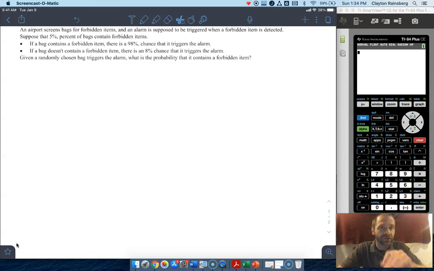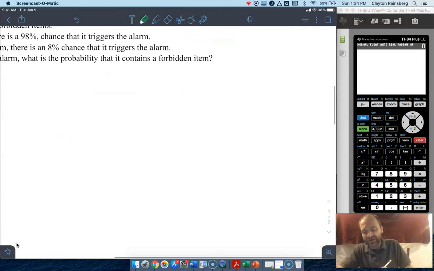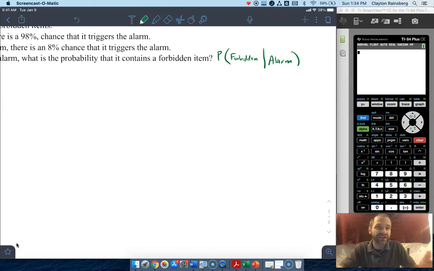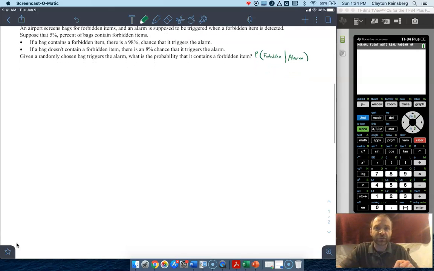So state, plan, do, conclude. The 4-step process we're going to be trying to do a lot more. State: what am I trying to find? I'm trying to find the probability that, given that the alarm goes off, the bag contains a forbidden item. That's what I'm looking for. Now, what's my plan? My plan is to create a tree diagram of this situation and use that to perform the calculations to get my answer.